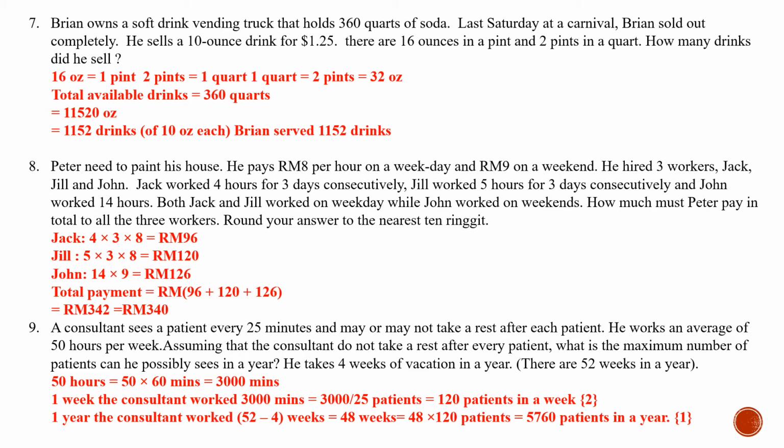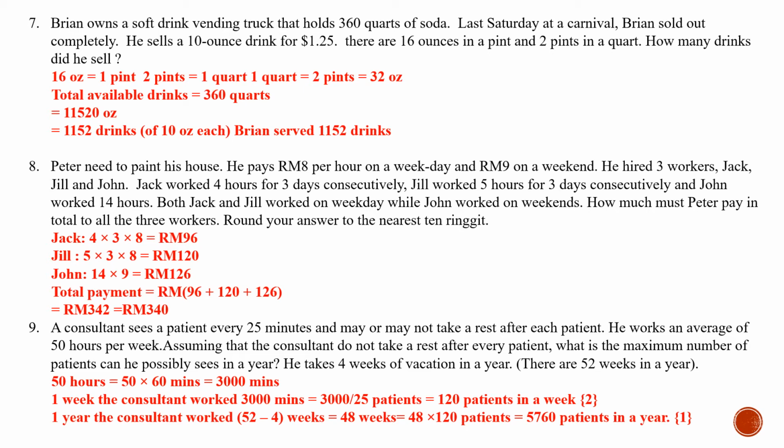So from quarts, you change to pints first, you will times two. Then you will have 720 pints. Then you will times it by 16 because 1 pint is 16 ounces. So altogether, you will get 11520 ounces. So now they ask you how many drinks did he serve? Each drink is 10 ounces, right? So you divide by 10. A lot of you forgot to do that. All right, it will be 1152 drinks.